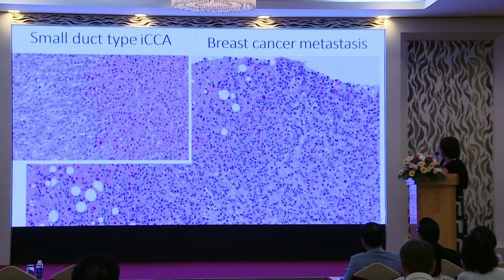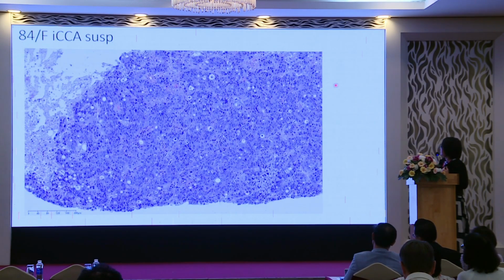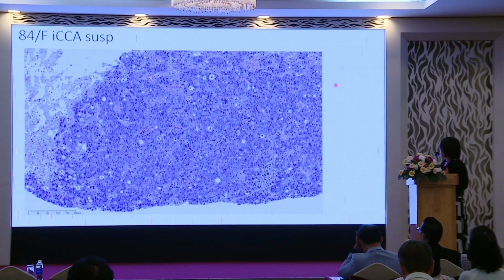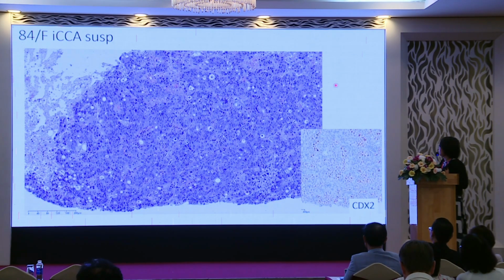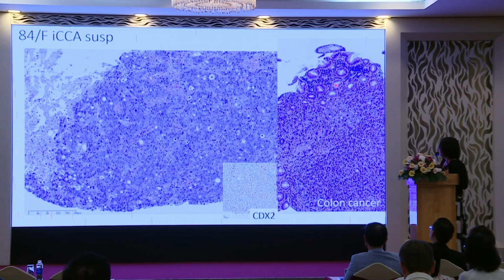So the distinction is very important, either primary or metastasis. And here, this liver biopsy was taken in the context of suspected intrahepatic cholangiocarcinoma. But we had a feeling that this morphology is not consistent with intrahepatic cholangiocarcinoma, so we performed immunohistochemistry showing that CDX2 was diffusely positive, as you can see here. So we suggested the clinician perform a colonoscopy, and consequently they found colon cancer, which presents quite similar morphological aspects.